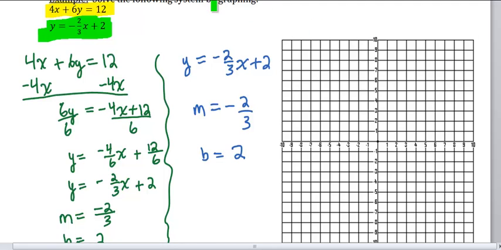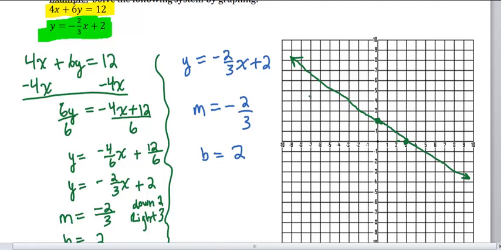Remember, when we graph using this method, we start with the y-intercept, which is 2. And then by our slope, if I attach the negative to the 2, I can go down 2 and to the right 3. So down 2 and to the right 3, I get my point (3, 0). And since this is the same line, I'm not going to worry about doing the slope much more. I'm going to go ahead and draw my line, since it's going to be the same line.